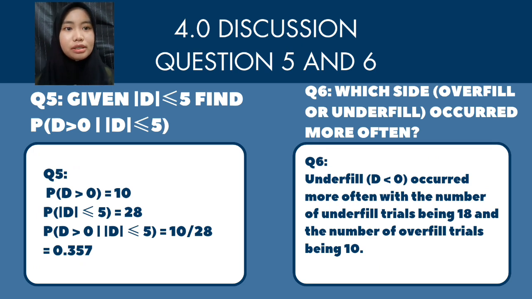So now for question 6, we were asked whether underfill or overfill more often occurred in our experiment, and our answer is, of course, underfill. Underfill occurred more often, with the number of underfill trials being 18 and the number of overfill trials being 10.